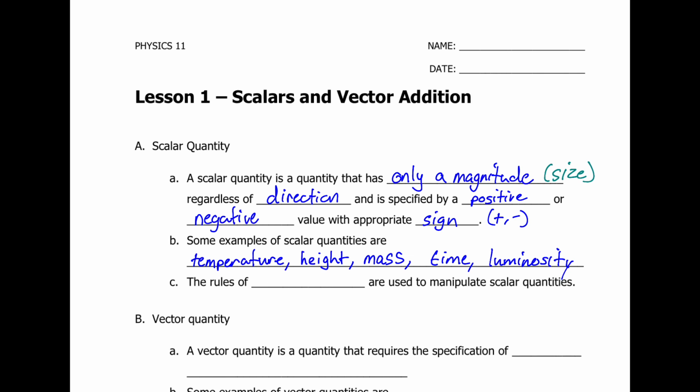The last thing: the rules of scalars are ordinary math. Normally that will cause some concerns. Why did I bother saying the rules are ordinary math? That's because the rules of vectors are not ordinary math. They're special, and we'll worry about that in our next chunk. So that's all the scalar talk. Now we talk about the other kind, which are vectors.